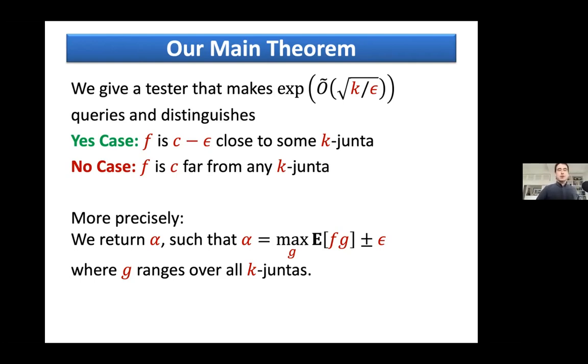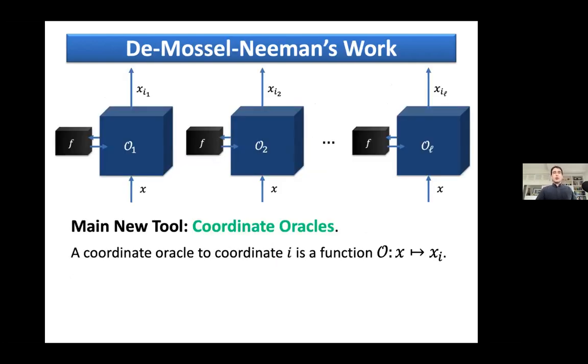Okay, so this is our main result, and I guess now we'll dive more into the ideas and the techniques. Our work is really built on top of the techniques of DMN, and their main idea was a notion called a coordinate oracle. What's a coordinate oracle? A coordinate oracle to coordinate i is just a function that, given input x, just outputs x_i. Now this seems rather trivial. If you know i, then it's really not a problem to generate this coordinate oracle. But the point is that we would get it without even knowing the coordinate.